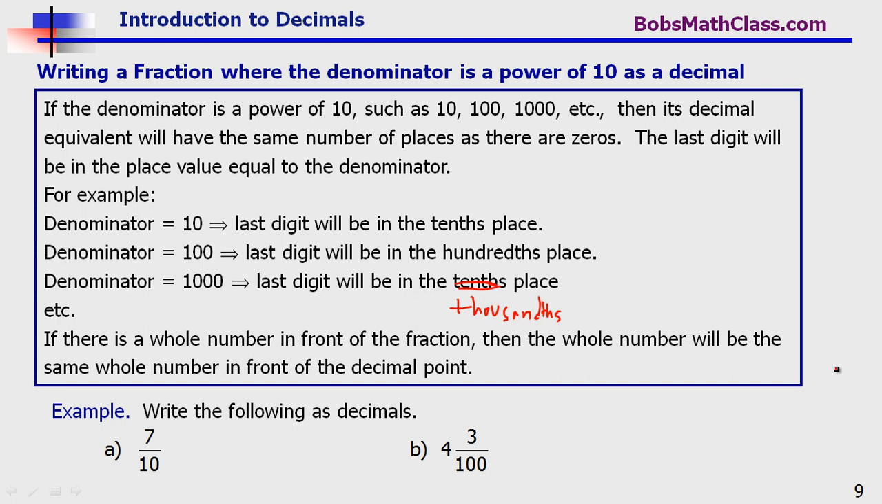Write the following as decimals. 7 over 10. Okay, so 7 tenths, so the 7 has to be in the tenths place. So that would be 0.7. That's it. And then 4 and 3 over 100, well, the 4 is going to be in front of the decimal point, and the 3 has to be in the hundredths place. So that means we have to put a 0 in front of the 3 so that the 3 is in the hundredths place, so 4.03.